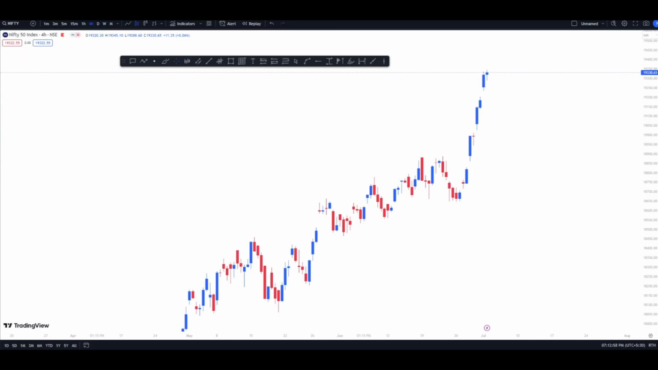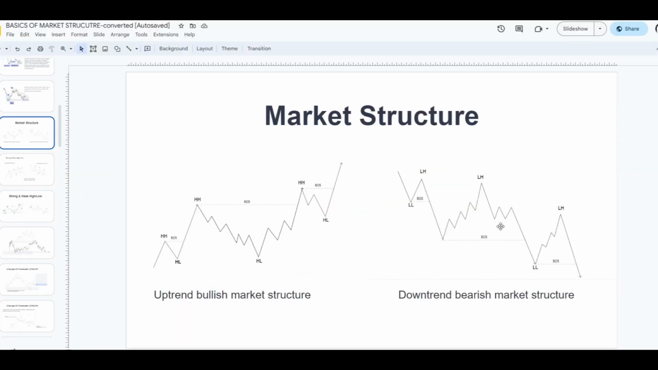And without wasting any time in introduction and all the stuff, we'll start with today's topic. Our topic today is going to be about the basics of market structure. Okay, so what do I mean by market structure? Can anybody tell me what market structure actually is?